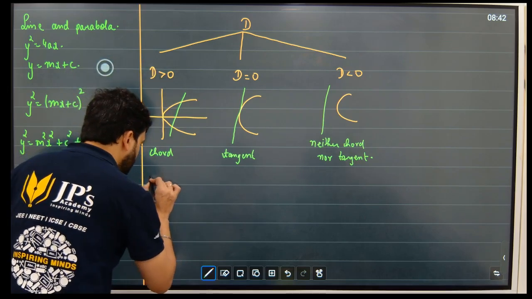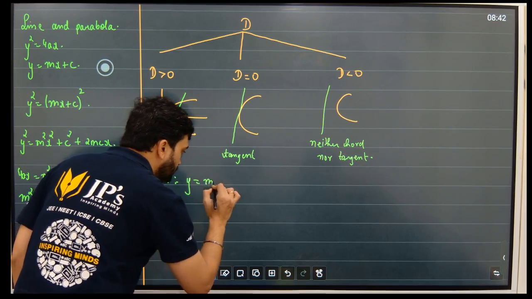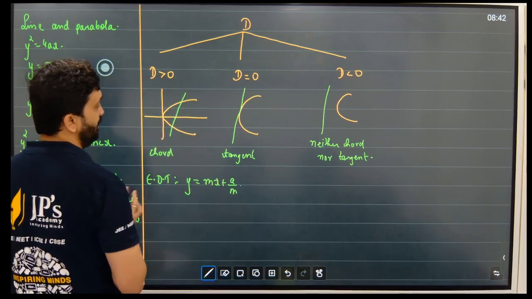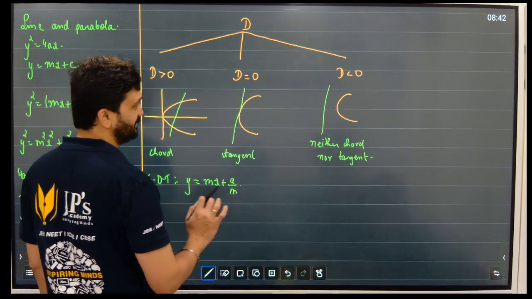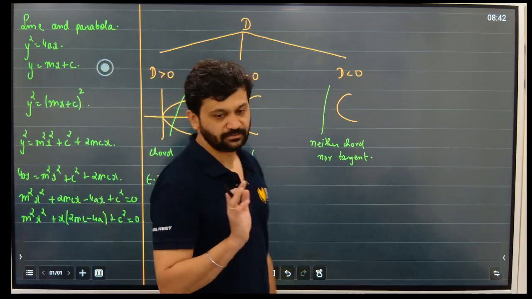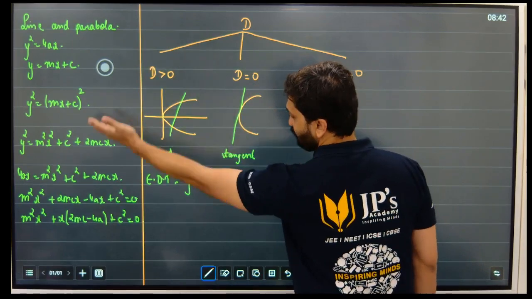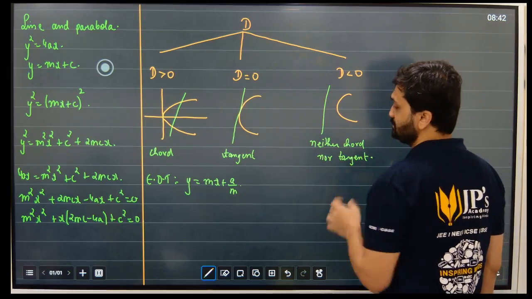And equation of the tangent. Equation of tangent is, we go by slope form, y is equal to mx plus a by m. This is the equation of tangent where y is equal to mx plus a by m. This is the given equation of tangent for me. Okay, and these are 3 conditions where I have got the equation discriminant in these 3 conditions.